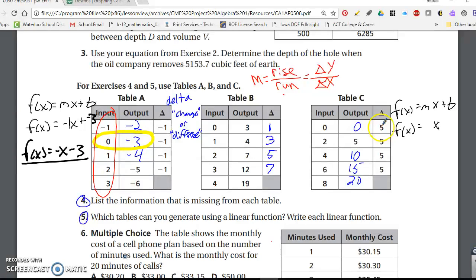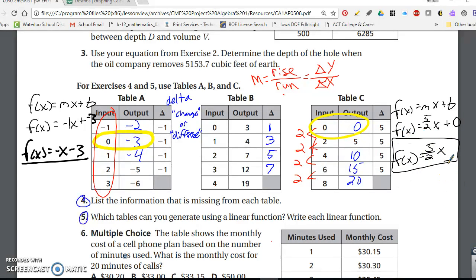Okay? Here, my slope is 5 over, what's my change over here? Well, my change is 2 all the way down, right? So my slope is 5 over 2. Some of you might want to write that as 2.5. I'm just going to choose to write that as my fraction. 5 halves x plus, and then when x is 0, what's my output, and that's also 0. So I'll do plus 0. Do I have to have the 0? No, of course not. 5 halves x, that would work too. If you include the 0, it's not wrong.